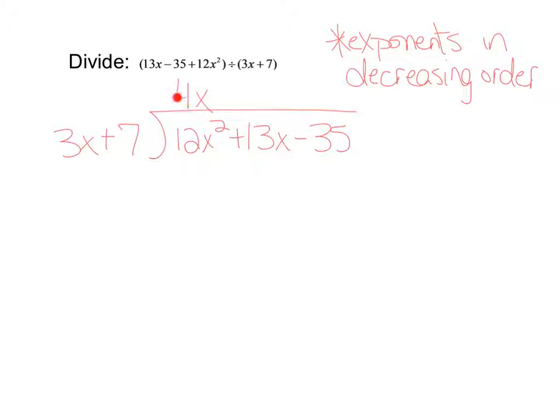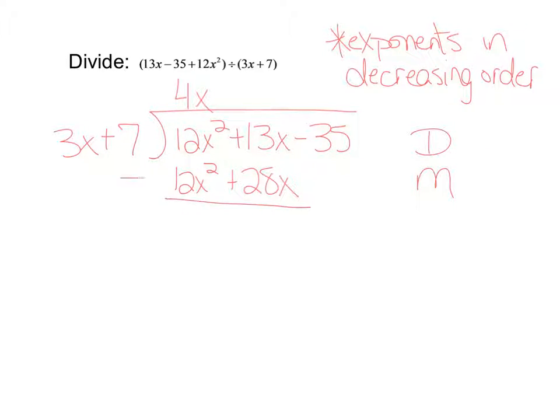If you multiply these two together, you get 12x squared. Now we're going to take this 4x and we're going to multiply it by both terms. So 4x times 3x is 12x squared. We already knew that. And 4x times 7 is 28x. Notice that these first terms match. They've got to match. Okay? So our first step, first we did 3x into 12x squared. We divided. Then we multiplied.